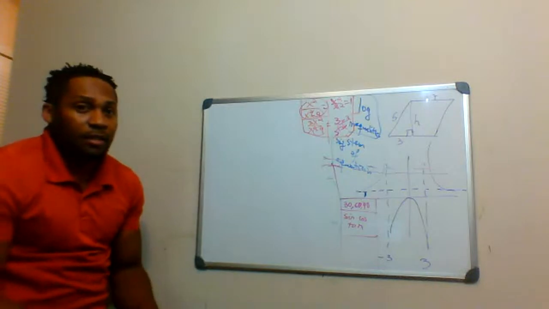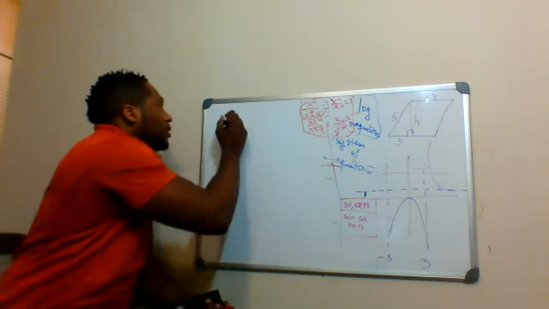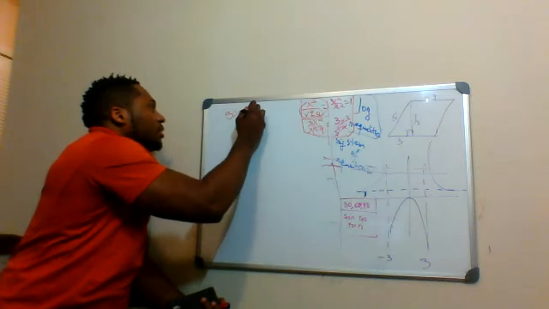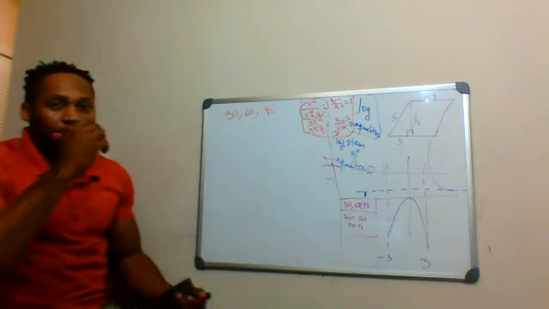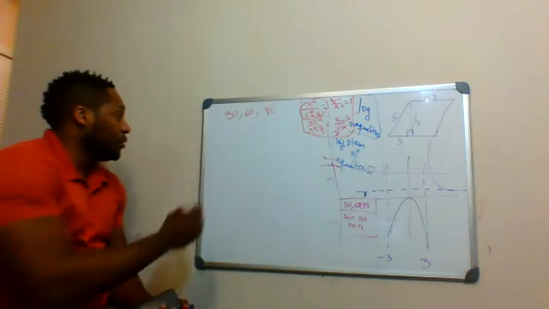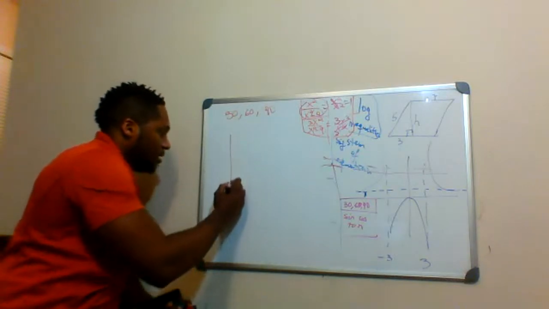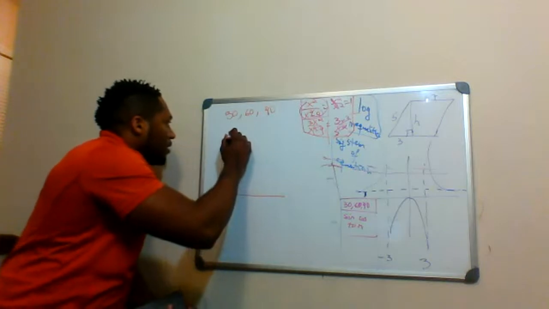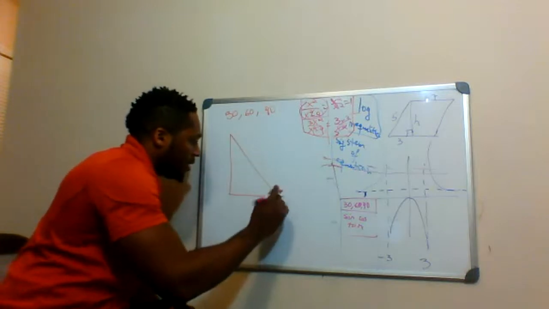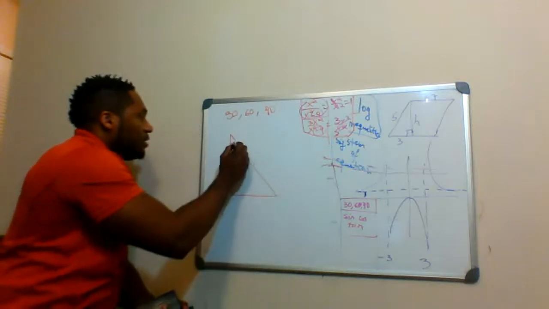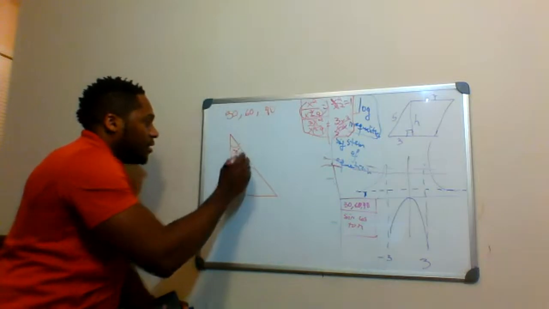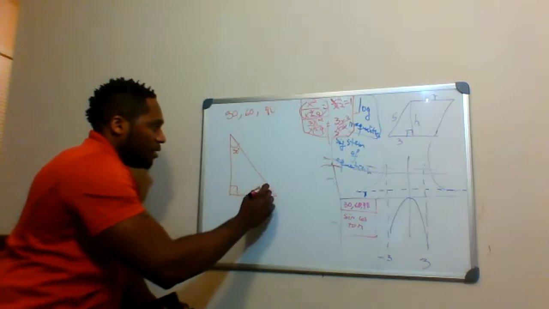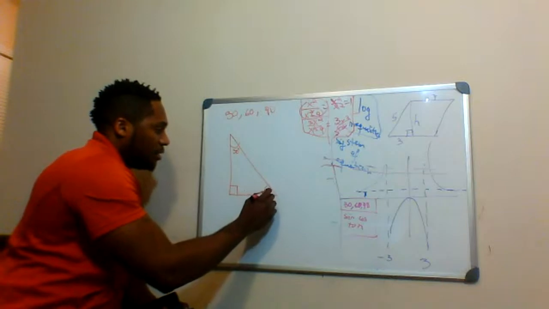So 30, 60, 90 triangles. As the name says, it's 30, 60, and 90 triangles. All right, cool. So think about this. This angle is 30 degrees. This is 90. And this angle is 60 degrees.